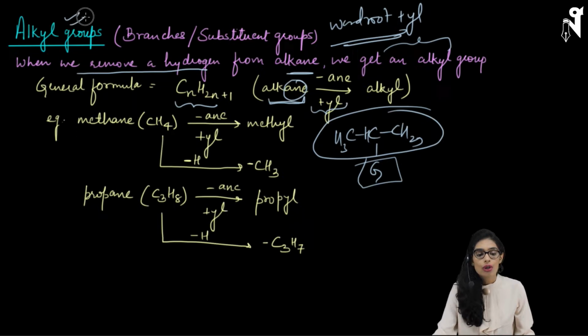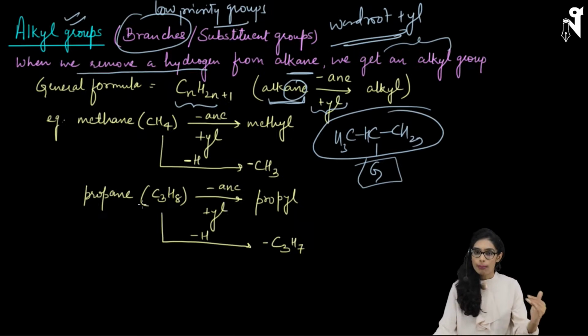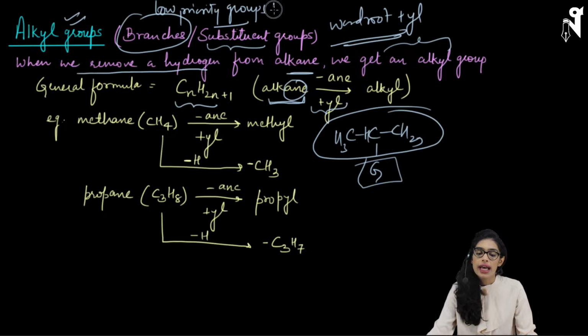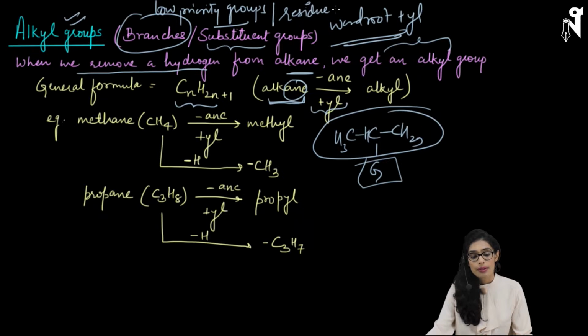Now, such alkyl groups can be branches, can be low priority groups. What do we mean by low priority groups? We'll come to it. It can be a substituent group. We can also call it a residue group. So there are multiple names. Okay. The general formula is CnH2n+1.